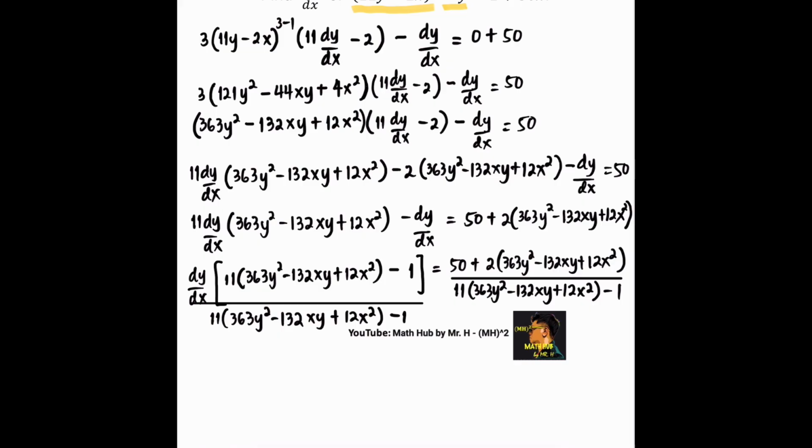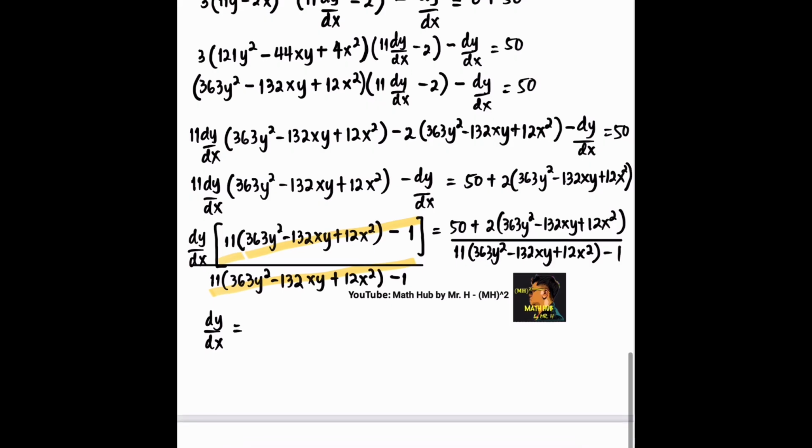Alright, and then we cancel this out. So this one divided by this one is equal to 1. Definitely the left hand side will only have dy over dx. And that's going to be equal to all of this here on the right hand side. So be careful. You cannot cancel this and this one. That will not be allowed. Alright, so we copy everything from the right hand side of the equation.